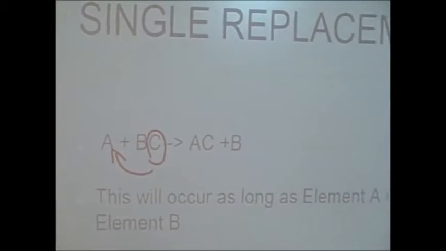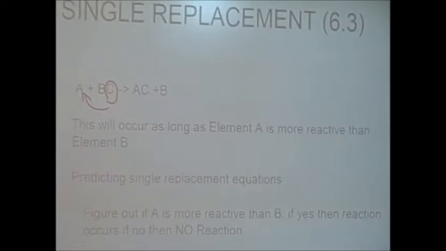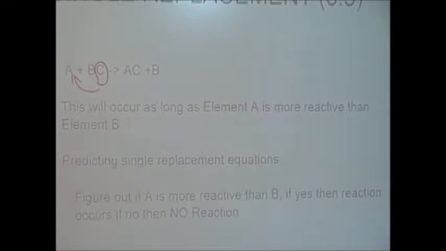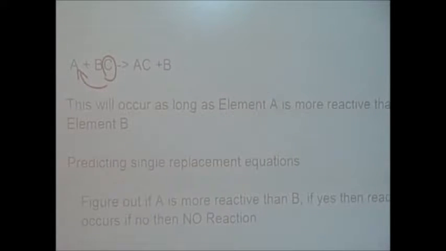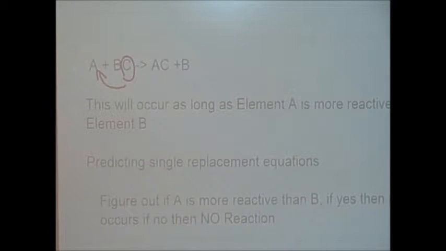So single replacement is always going to happen as long as element A is more attractive than element B. So when you're predicting single replacement equations, that's what you need to figure out. You need to figure out if A is sexier than B. If so, then the reaction is going to occur. If no, if A is less reactive than B, then there's no reaction.